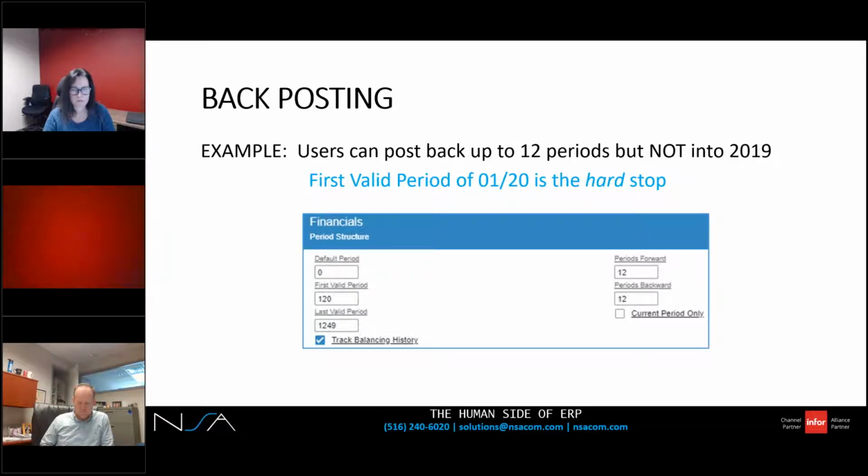Those first valid and last valid periods are fiscal. So if your fiscal year is January 2020 to December of 2020, then that would be January 20. If your fiscal is March to February, then that first valid period would be equal to March. That is a fiscal period.